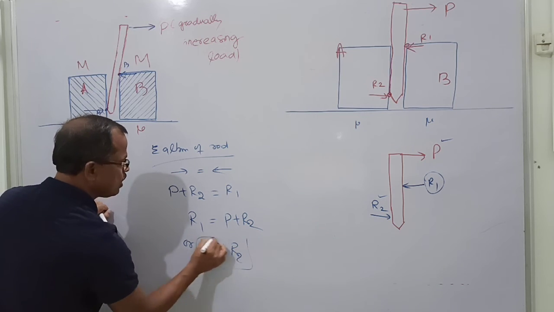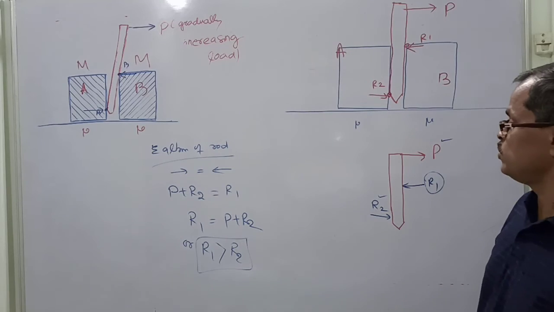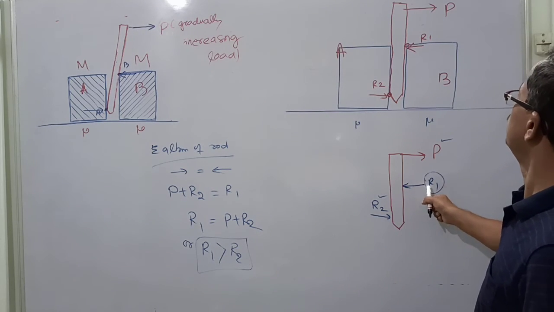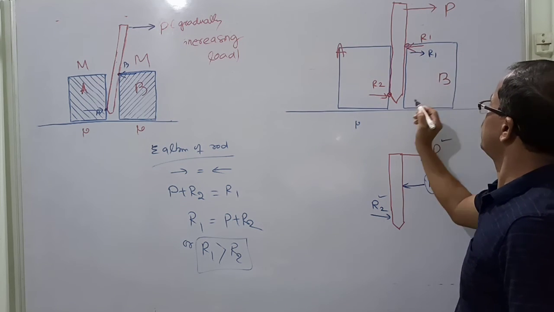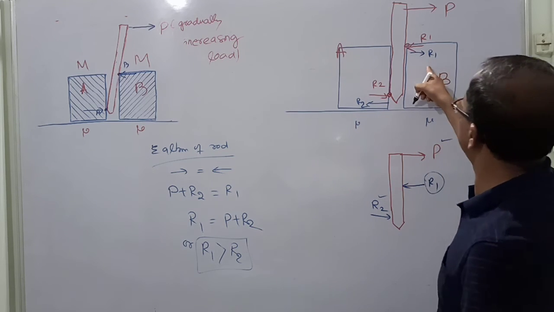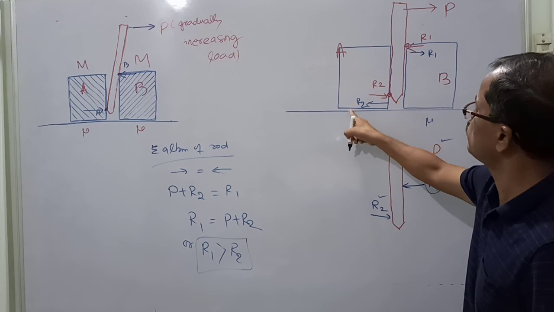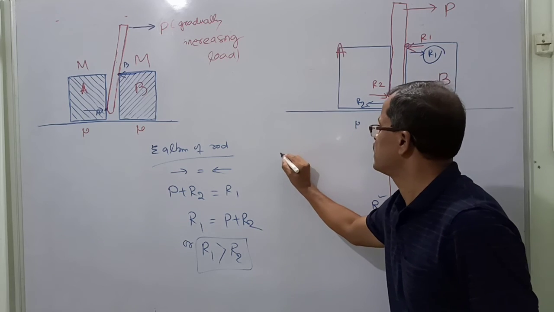So now the answer is over. Now we come to the conclusion. The conclusion is R1 is greater than R2. This reaction R1 is on this body, and on this body there is a force R2. So this body will be acted upon by a force R1 and this body will be acted upon by R2. Which is greater? R1 is greater. So body B will move first.